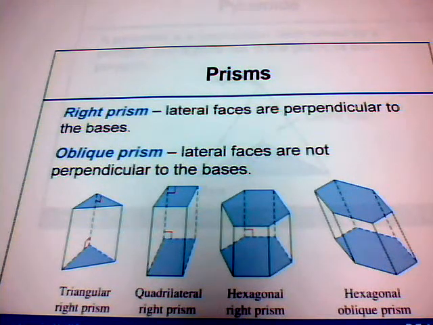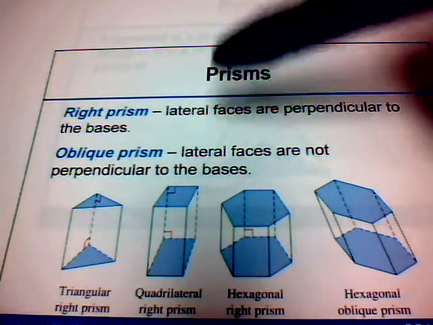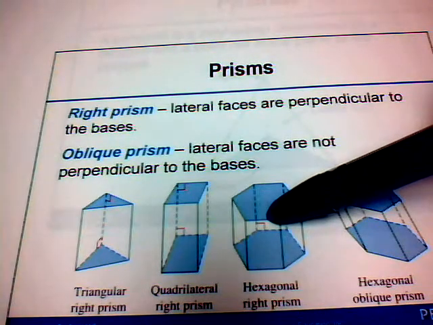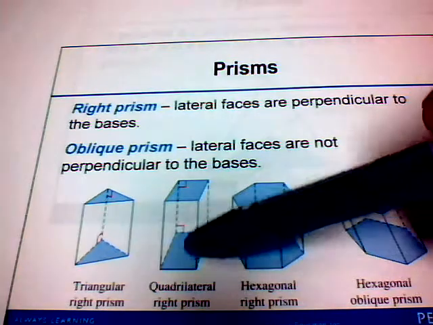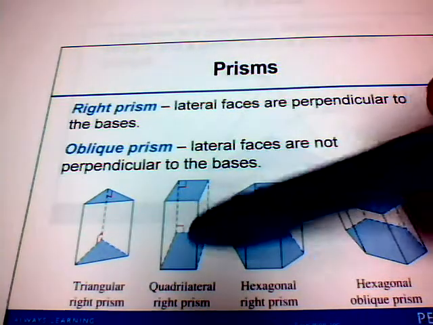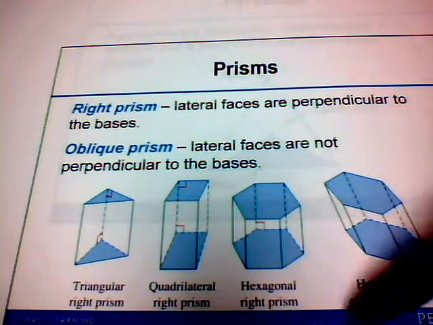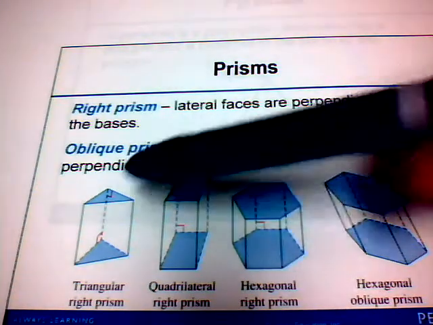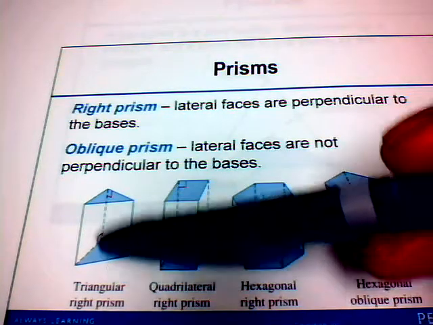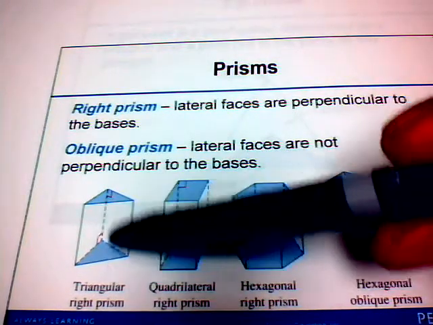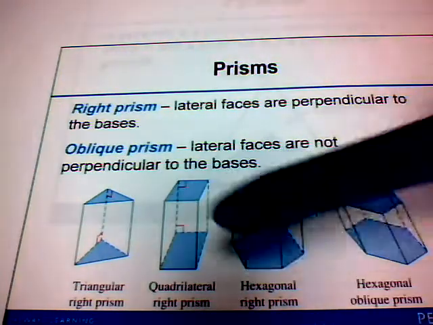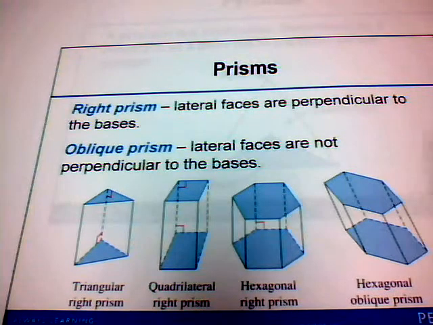A right prism is defined as having lateral faces that are perpendicular to the bases. So in this case here, these 3 are right prisms because they're perpendicular to the bases based on those red squares that you see there. The lateral faces are in the front. These are the bases here, and those bases are perpendicular to the lateral faces in these 3.